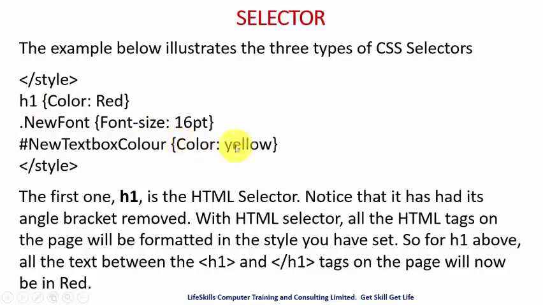The property assigned there is color yellow, and they are put between open. There should not be a slash here. Sorry for that. So they are put between opening and closing tag. So the first one, H1, is the HTML selector. So we don't have the angle bracket. Please note that when you are declaring HTML selector in CSS, you don't write it like a tag. Then with HTML selector, all the HTML tags on the page will be formatted in the style you have set.